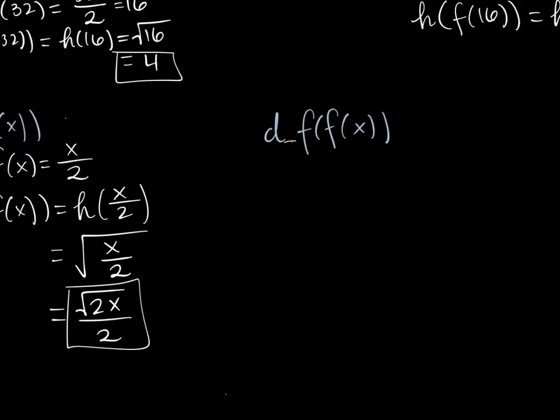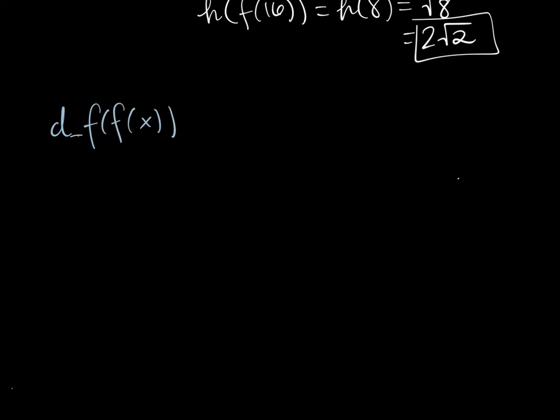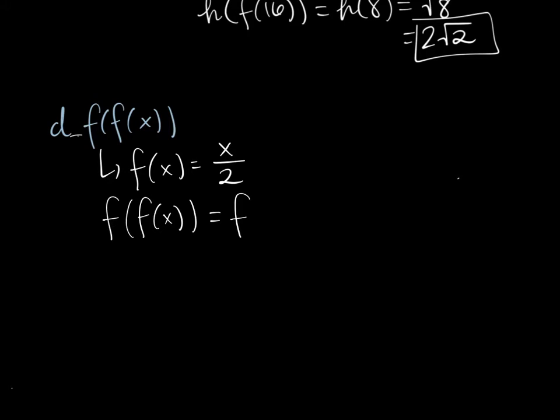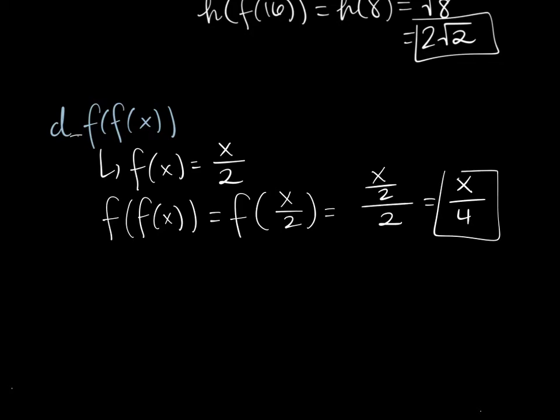Let's try one more of those. For d, we're looking at f of f of x. We're composing f with itself. Again, first remind yourselves what f of x is, which is x over 2. Sub that in for f of x in the original. So f of f of x is the same as f of x over 2. So we get x over 2 over 2, which is x over 4.